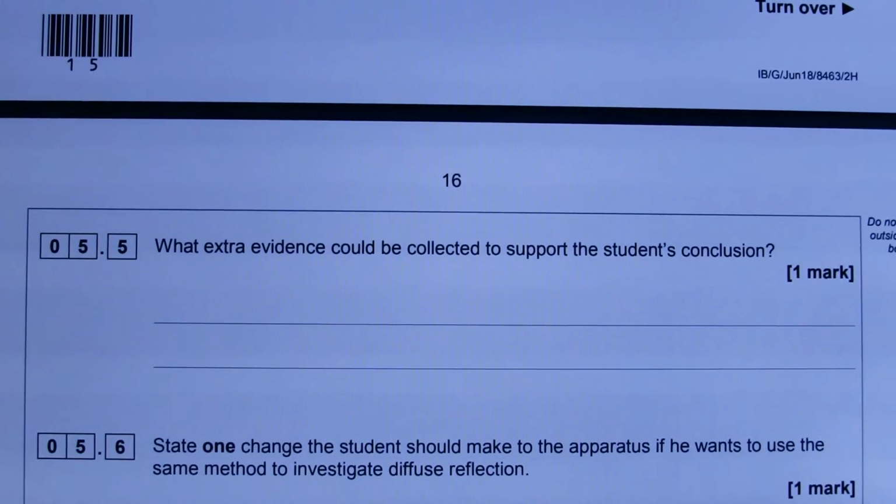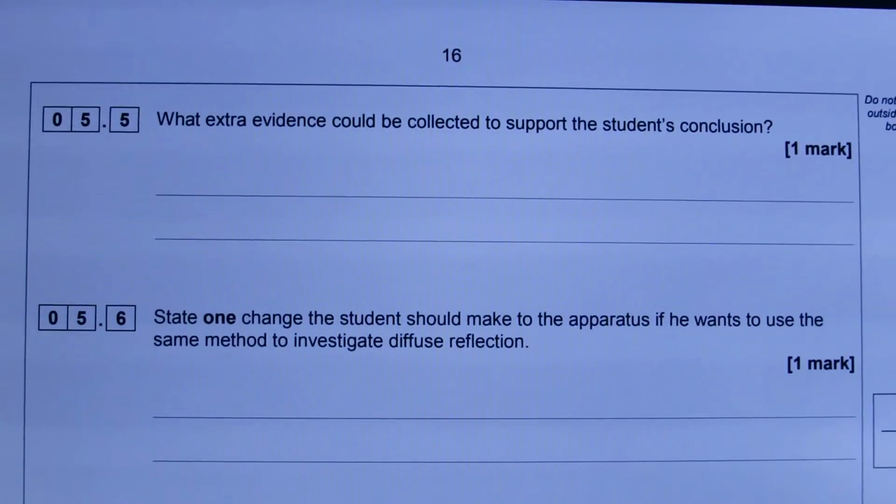What extra evidence could be collected to support the student's conclusion? Try again with other mirrors on other surfaces. Larger drawn protractors. And at more angles.